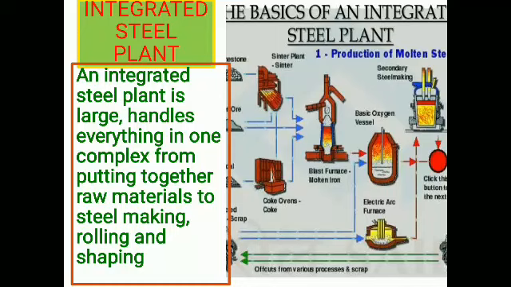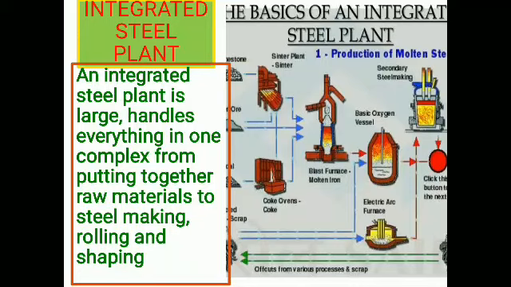An integrated steel plant is large. It handles everything in one complex, that is under one roof, from putting together raw material to steel making, rolling and shaping. So every process of converting the raw material into the finished product takes place under one complex roof. That is what we call an integrated steel plant.